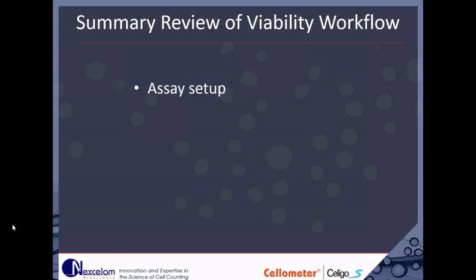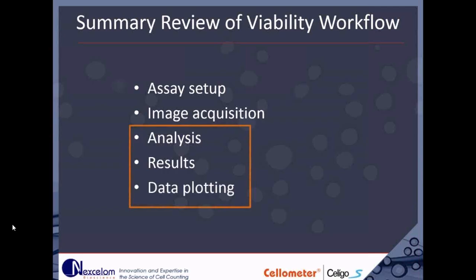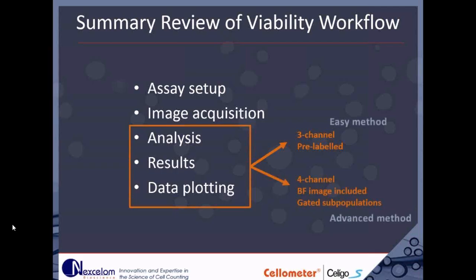We basically quickly breezed through the assay setup and the image acquisition. And then we really focused on the analysis of the images for two different ways of looking at it on Celigo. So the easy way would be with the pre-labeled channels for live, dead, and total. And again, you can do just two-channel acquisition if there's a channel that you're not interested in. Or you can go the full method, which is the four-channel way, where you can utilize the bright field image. That's also using the gating tab.